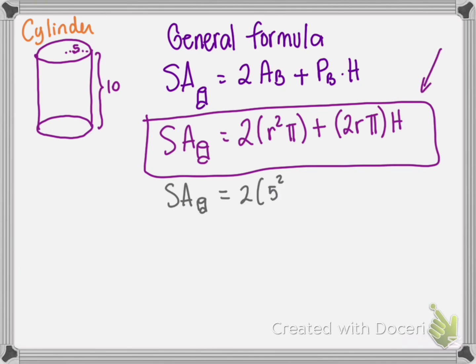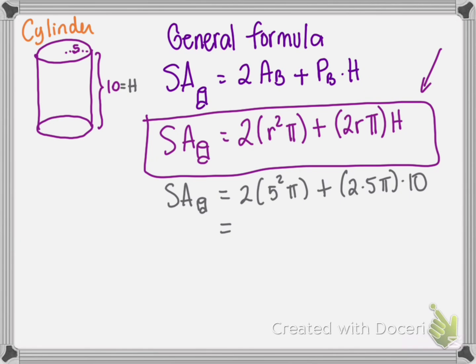If we substitute the values, we're going to get 5 for the radius, so 5 squared pi, plus the circumference is going to be 2 times 5 times pi, times the height, which in this case is 10. Again, notice that the height of the solid is the distance between the two bases. Same thing as in the prism.